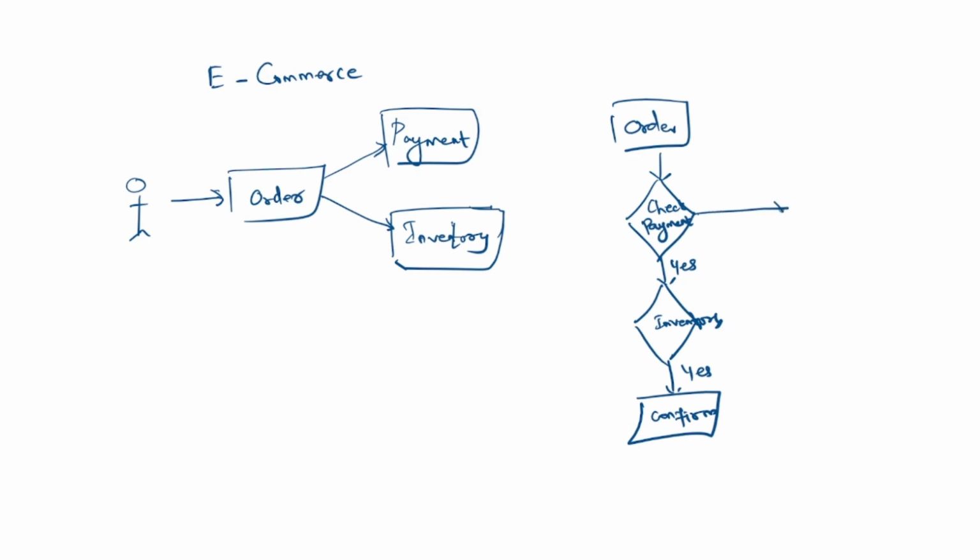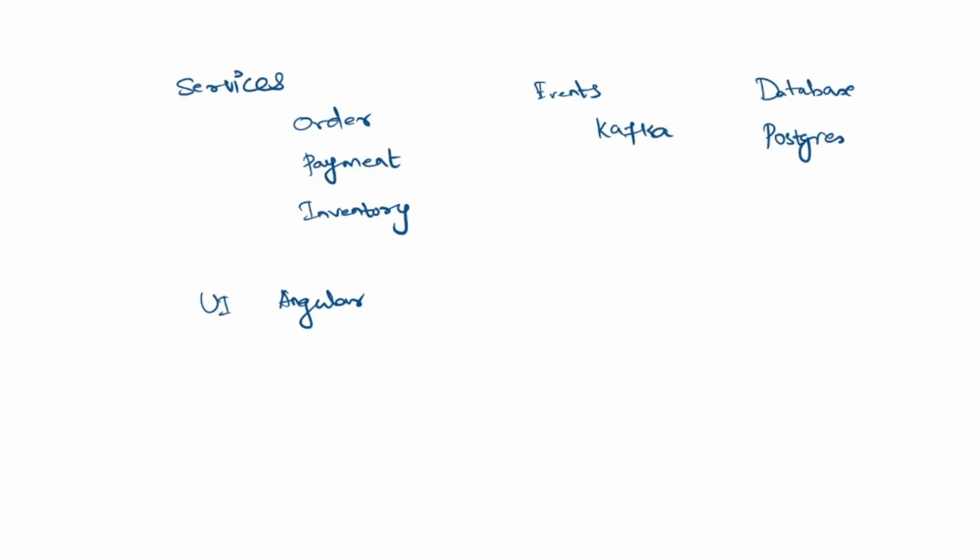If payment fails, we have to cancel the order. If inventory is not available, we cancel the order. Let's implement this use case with the help of a Saga Pattern microservice. These are the overall components we are going to build.